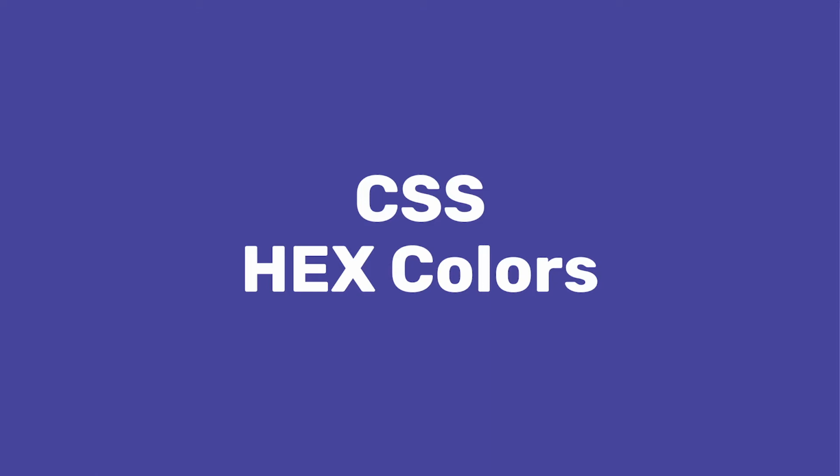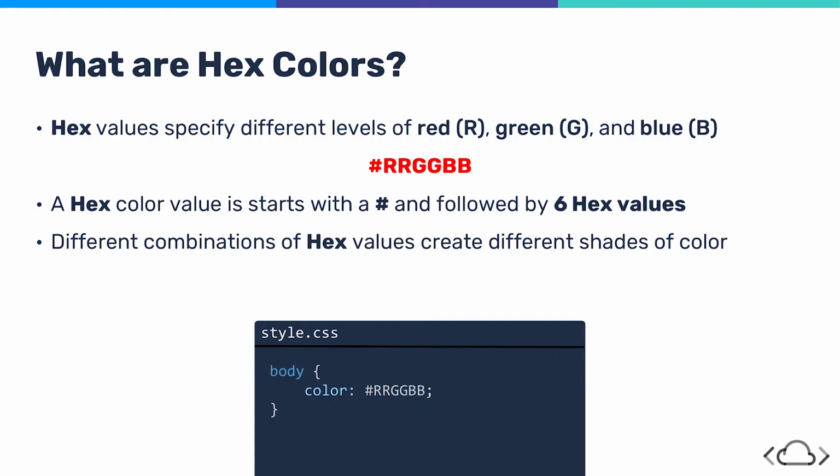Without getting into much detail, let's dive into how we can get these colors in code by using a system called Hex Colors. To define a color in code, we use what we call hex values. These values specify different brightness levels of red, green, and blue. A hex color value starts with a hashtag and is followed by 6 hex values. Different hex values can create different shades of color.